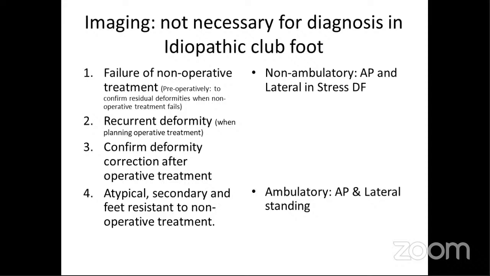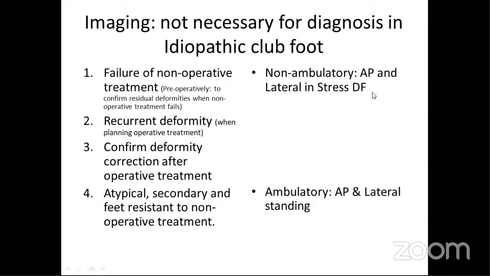Third, you have to take an X-ray after the correction of deformity by operative management to see whether these deformities have been fully corrected or not. And lastly, you must take X-rays in atypical, secondary, or feet which are unusually resistant to non-operative standard treatment, that is Ponseti treatment, right? So what X-rays do you take in these children, right?